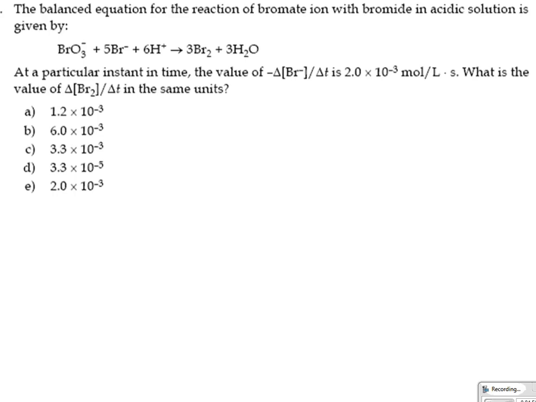Here's an example here. What is the instantaneous rate? They say the rate of Br- is 0.02 times 10 to the negative third.